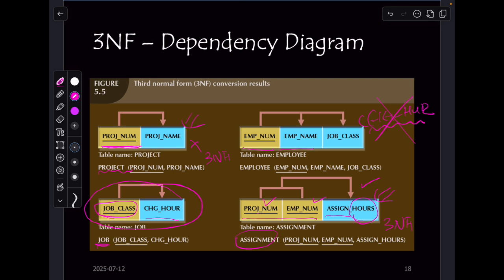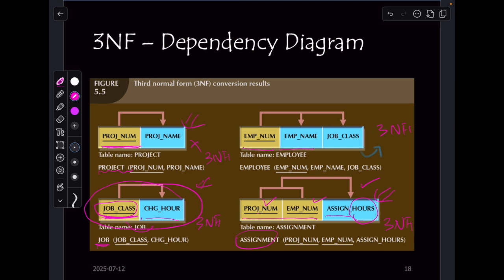Previously, with the charge hour, we had a transitive dependency. So the employee table was in second normal form, but it was not in third normal form. But now we removed this charge hour. Therefore, there is no partial dependency, and at the same time, there is no transitive dependency. So we can say that it's also third normal form. Now this new table, job class and charge hour, definitely the primary key is just a single attribute, and there is no partial dependency. And there is no transitive dependency either. So everything is in third normal form.